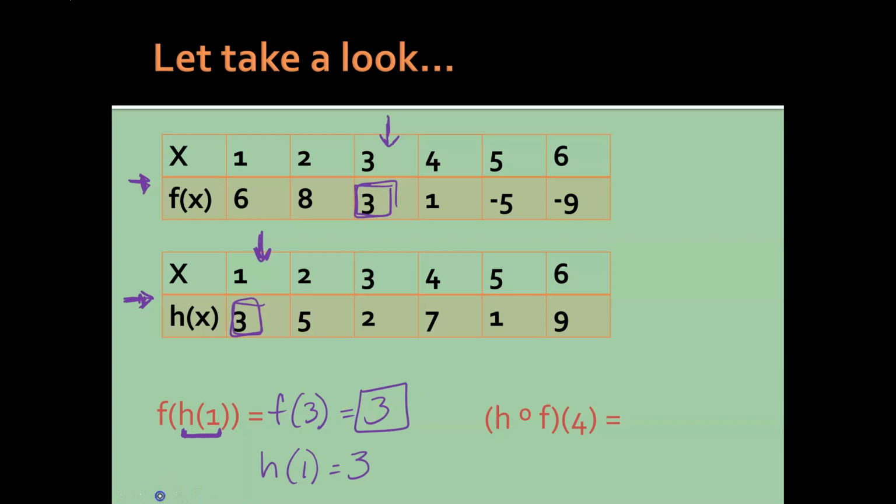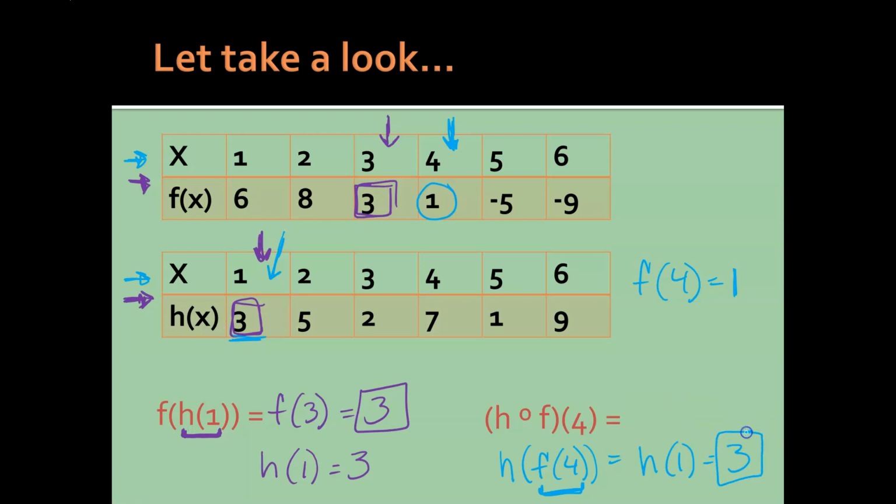All right. Next one, we're going to change this to the format that Miss Arthur likes. We're going to do the inside first. So we've got to find out what f of 4 is. I go to the f function, and when x is 4, what is y? 1. So now I can replace f of 4 with 1, and I go to the h function. When the input is 1, which is right here, what's y? It is 3. So that is my answer.